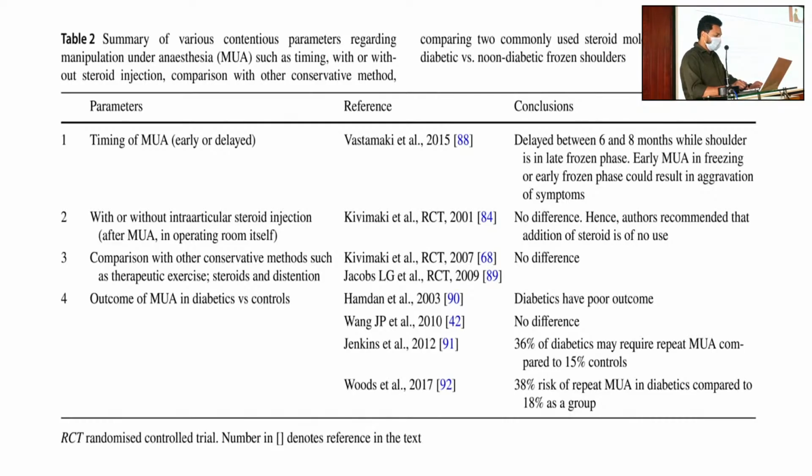Outcome of MUA in diabetes versus controls. Diabetes have poorer outcome. 36% of diabetics may require repeat MUA compared to 15% controls, and 38% risk of repeat MUA in diabetes compared to 18% as a group.